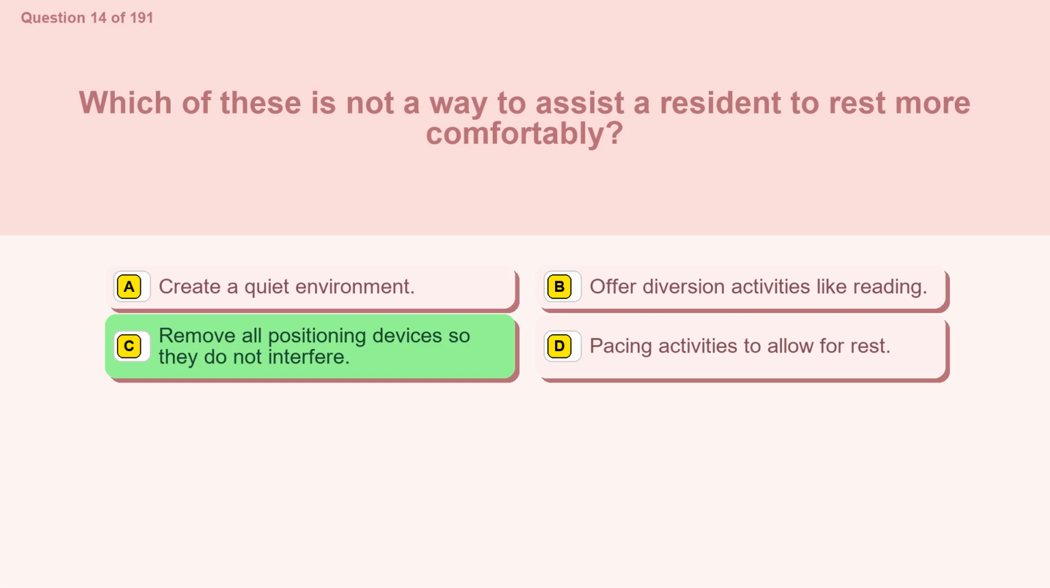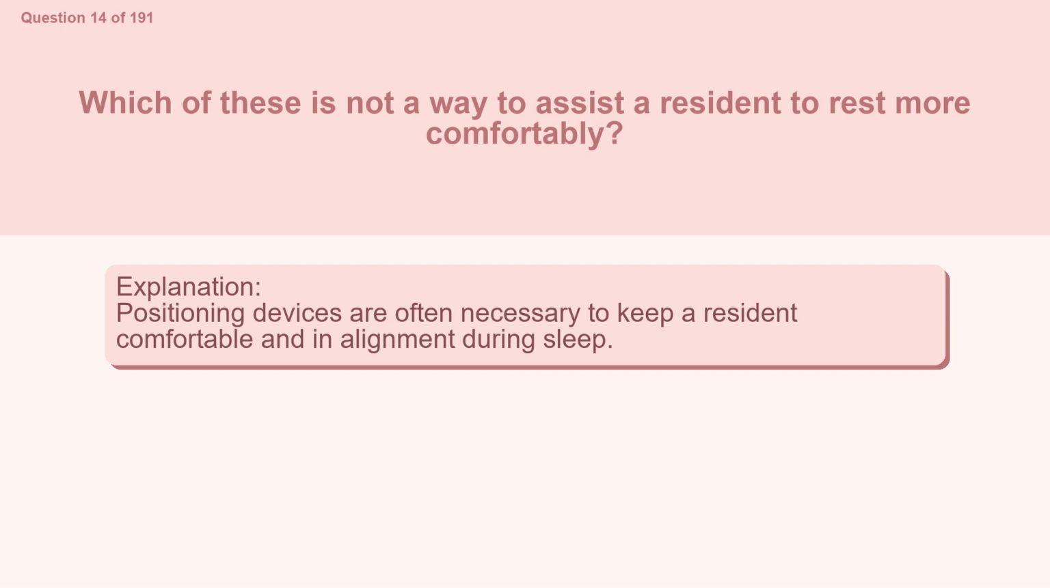The correct answer is option C, remove all positioning devices so they do not interfere. Positioning devices are often necessary to keep a resident comfortable and in alignment during sleep.